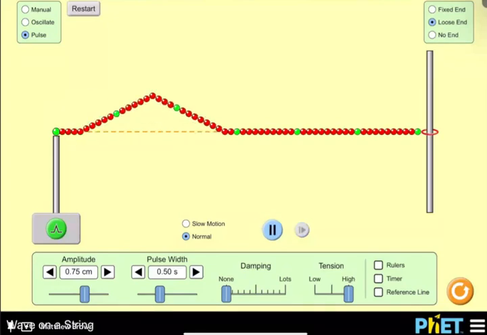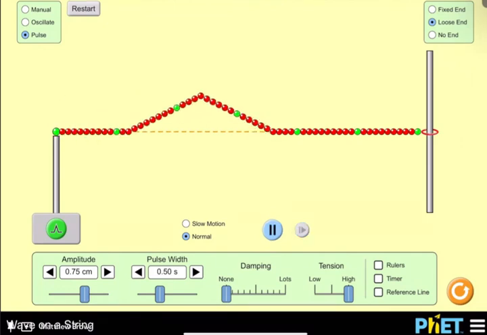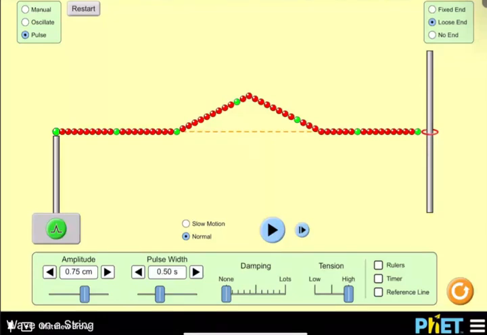Let's see it again. You can see that got reflected in phase. It was a crest, it got reflected as a crest, and that's basically just because the end can go up. If that end can go up, then the energy just goes into the end, it goes up, and it basically sends the wave back the way that it came.